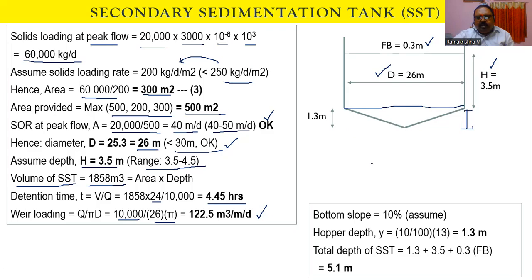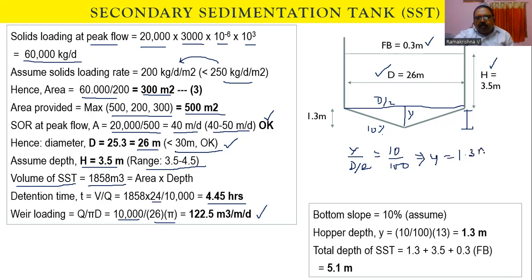Usually the slope is provided as 10%. So 10% means this is a 10% slope. Now I am calling this y. So this will be equal to D by 2, this is your 10% slope. So y by D by 2 is equal to 10%, meaning 10 by 100. Using this value, I'm calculating y is equal to 1.3 meters.